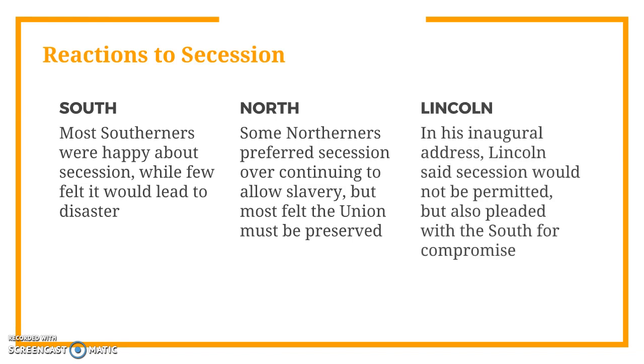President Lincoln, in his inaugural address, said that secession would not be permitted, but he also pleaded with the South for compromise. So he sent the message that something will be done, but he was very much looking to find a diplomatic and peaceful way to create a compromise with the South.